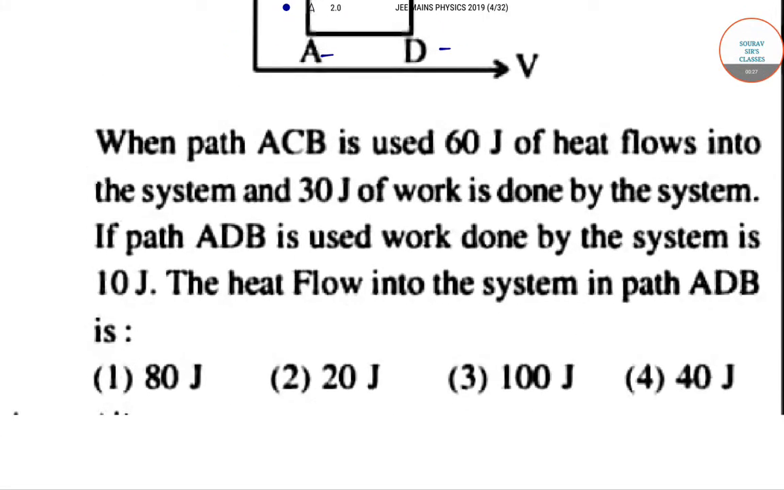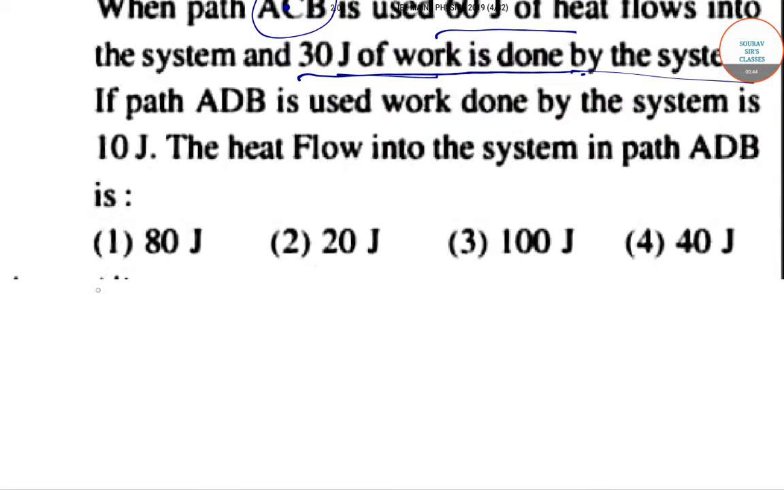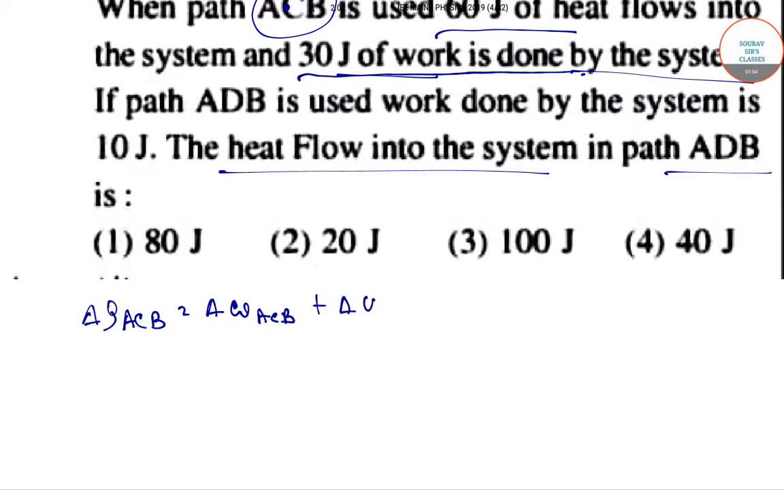When the path ACB is used, 60 joule of heat flows into the system and 30 joule of work is done by the system in the path ACB. So we can write delta Q, the heat flow in the system in ADB is what? In ACB, the heat flow is equal to the work done in ACB plus the change in internal energy U in ACB.